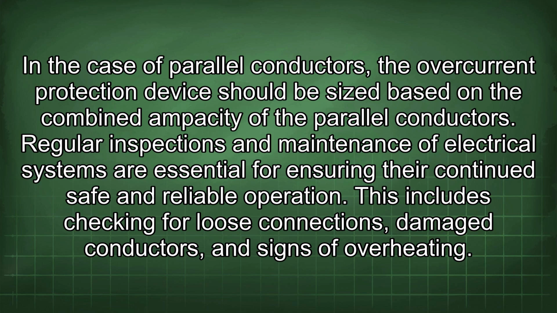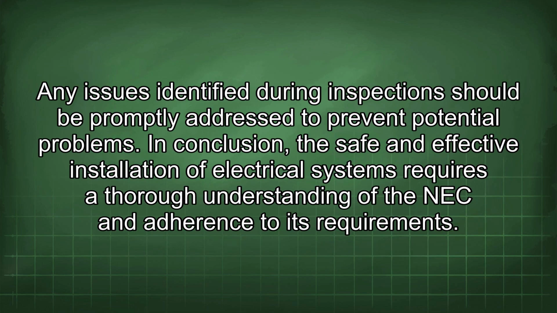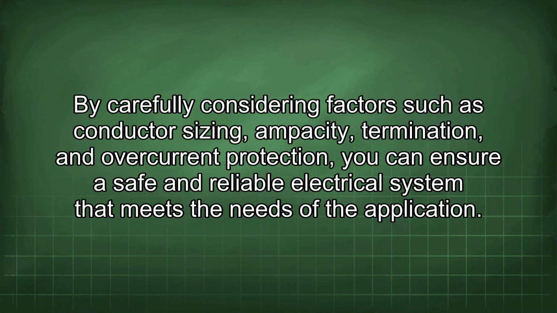parallel conductors. Regular inspections and maintenance of electrical systems are essential for ensuring their continued safe and reliable operation. This includes checking for loose connections, damaged conductors, and signs of overheating. Any issues identified during inspections should be promptly addressed to prevent potential problems. In conclusion, the safe and effective installation of electrical systems requires a thorough understanding of the NEC and adherence to its requirements. By carefully considering factors such as conductor sizing, ampacity, termination, and overcurrent protection, you can ensure a safe and reliable electrical system that meets the needs of the application.